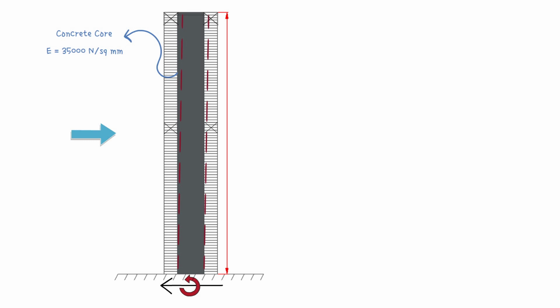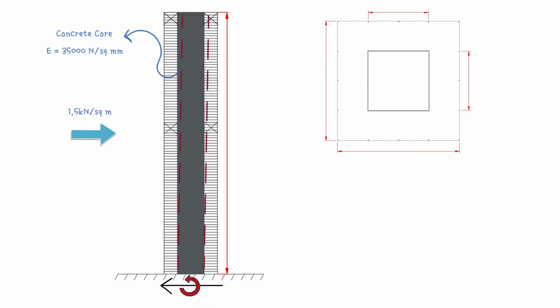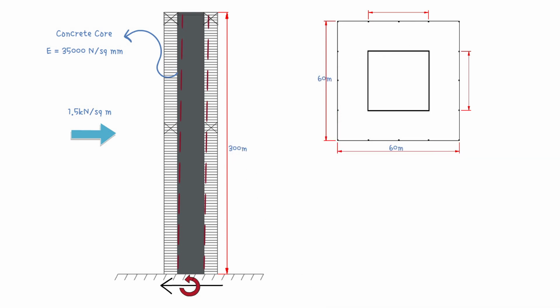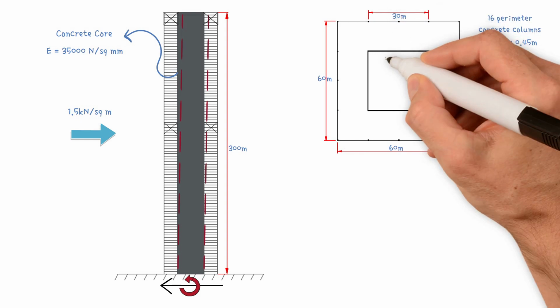So, we have the wind load of 1.5 kilonewtons per square meter applied to the 60 meters wide, 300 meters high tower, which is made up of 16 perimeter concrete columns, 0.45 meters by 0.45 meters, and a 30 meters square concrete core, 0.3 meters thick.